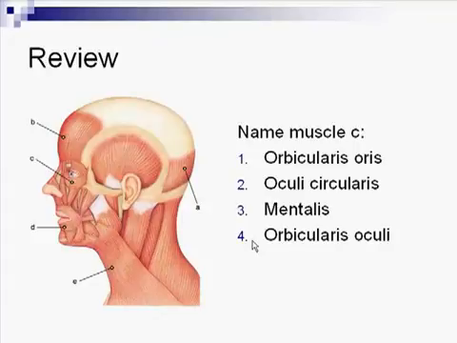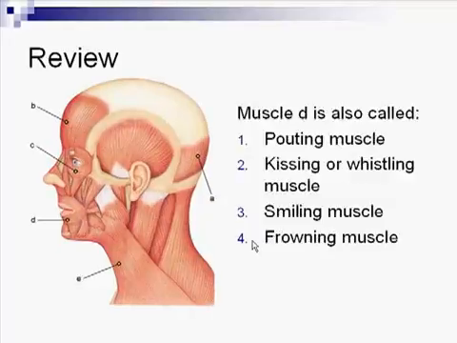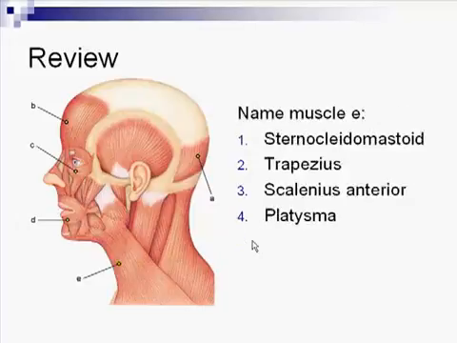Muscle number C is, if you said 4, you'd be correct. Be careful, because remember, orbicularis is circular and oris has to do with the mouth, so it's number 4. D is also called, remember, the orbicularis oris muscle, and it's the kissing or whistling muscle. Muscle E is, if you answered platysma, you'd be correct.